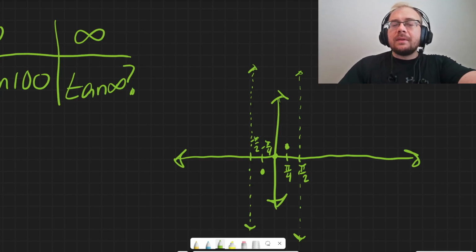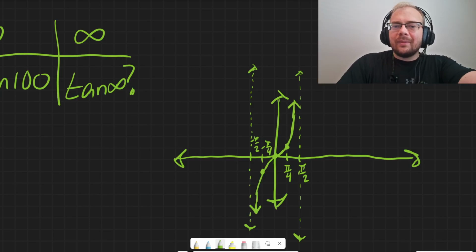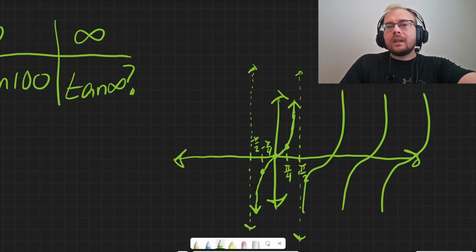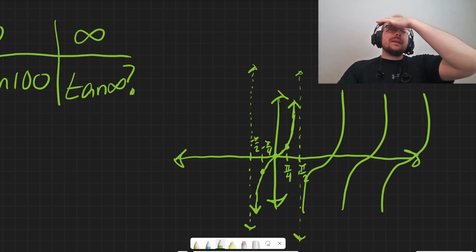This is going to be what's called one period of tangent, and it looks kind of like a cubic function. If you already know what the tangent function looks like, you're welcome to skip this part, by the way. I won't be offended. But here's what the tangent function looks like. So it just keeps doing that over and over and over again. So it does not have an infinite limit.